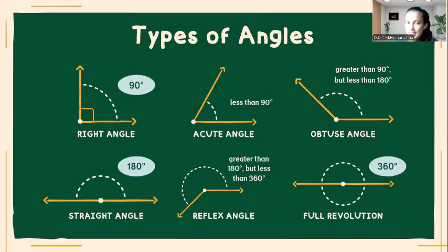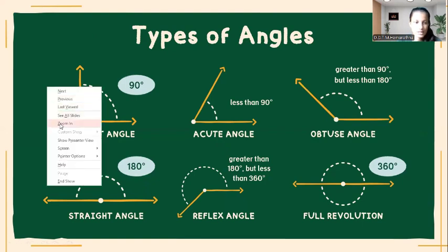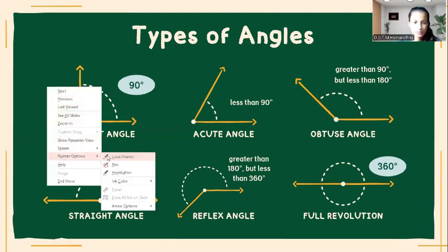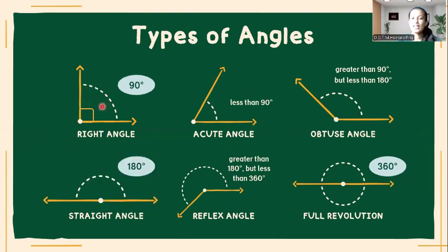These are the various types of angles. The first one is a right angle. You can see the magnitude of the angle is 90 degrees. Let me show you. Here you can see the right angle. It is 90 degrees. So we call this a right angle.